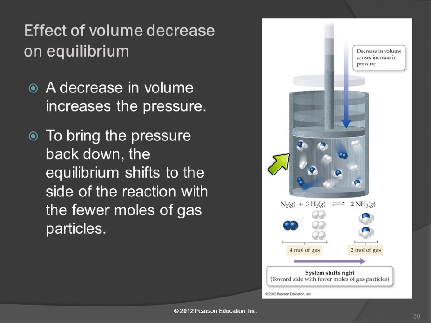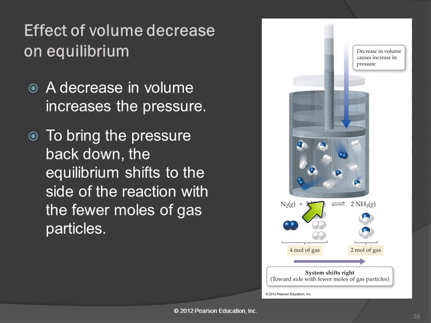If we have this equilibrium in this container where we can adjust the pressure by changing the volume, if we squeeze this together, that increases the pressure. If we have more particles, we have more pressure. If we have fewer particles, we have less pressure. So if we squeeze this, it's going to shift to the right to make fewer particles. Because that's one of the weird things about gases. It doesn't matter how big the particles are. What matters is how many particles there are.